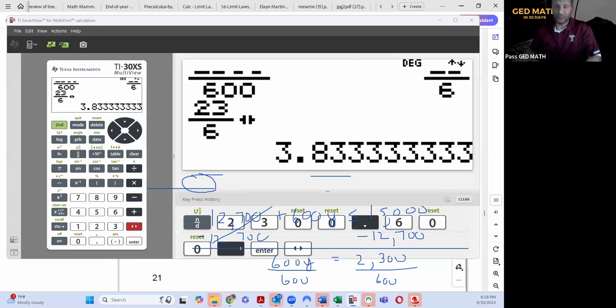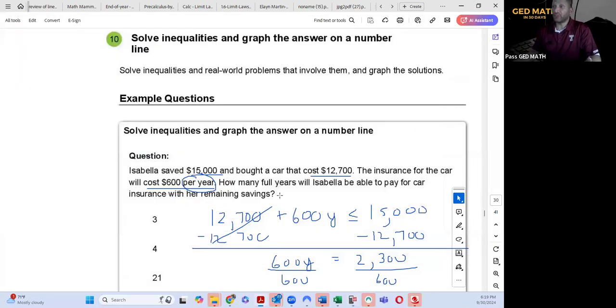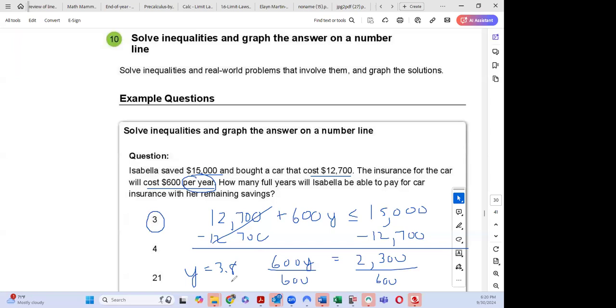But we're not done. We have to make sure we understand what they want. So I could afford 3.8 years of insurance. But the question is asking how many full years? We know the number of years is 3.8, but how many full years can she pay for car insurance? 3.